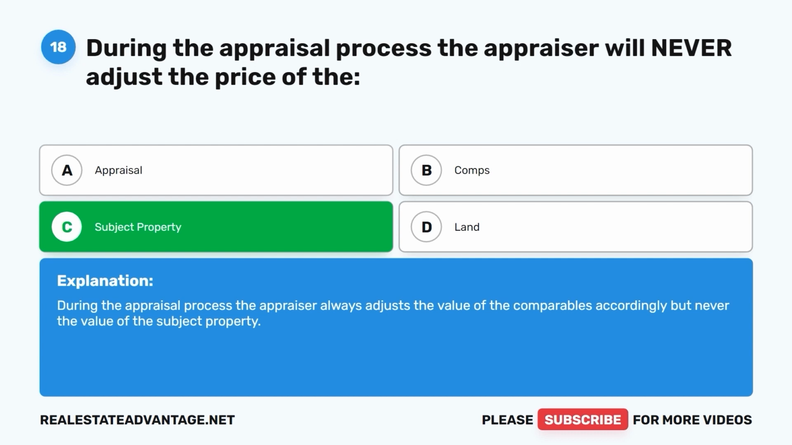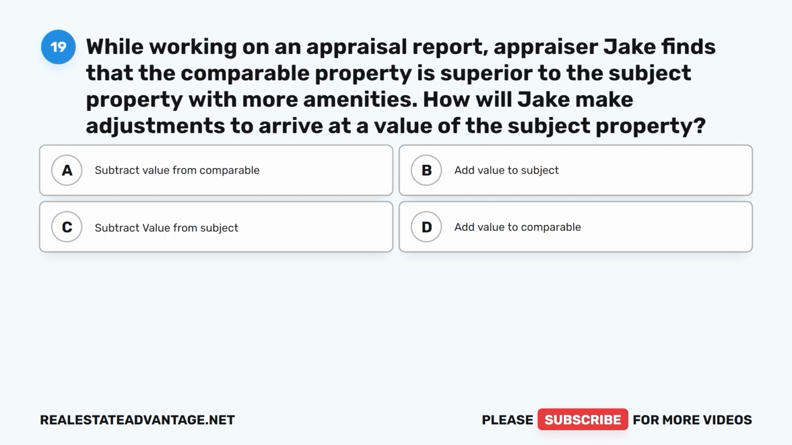During the appraisal process, the appraiser always adjusts the value of the comparables accordingly, but never the value of the subject property. Question 19. While working on an appraisal report, appraiser Jake finds that the comparable property is superior to the subject property with more amenities. How will Jake make adjustments to arrive at a value of the subject property?